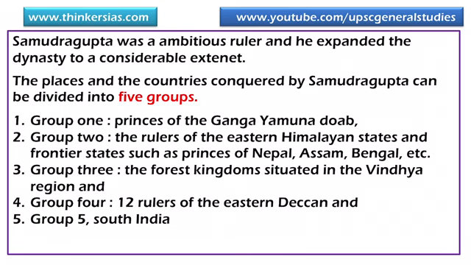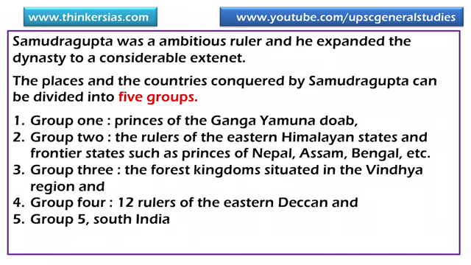Group 1, princes of Ganga, Yamuna, Doab. Group 2, the rulers of the eastern Himalayan states and frontier states such as princes of Nepal, Assam, Bengal, etc. Group 3, the forest kingdom situated in the Vindhya region, and Group 4, 12 rulers of the eastern Deccan, and Group 5, South India. He reached Kanchi in Tamil Nadu, where the Pallavas were compelled to recognize his suzerainty. That showed he reached as far as South India.